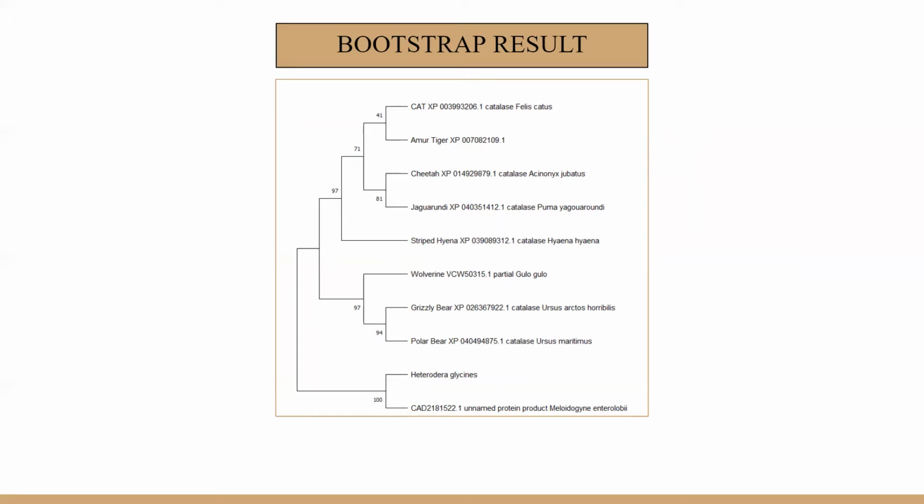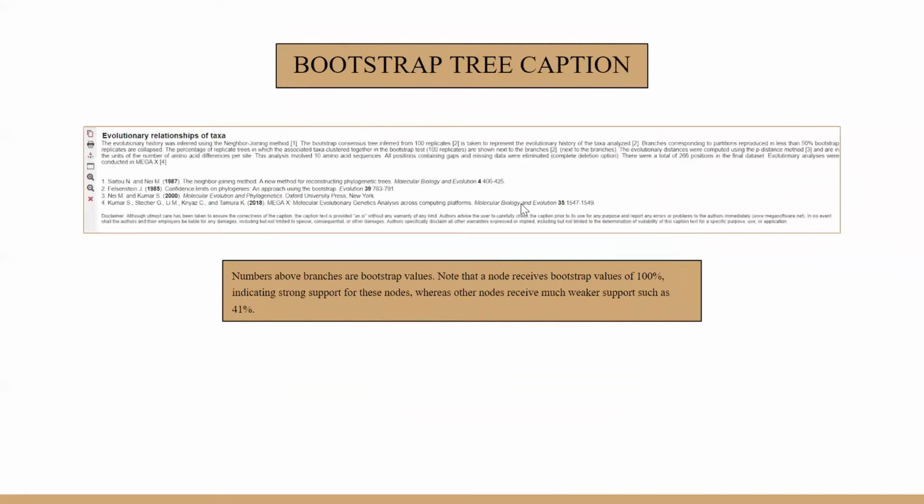Whereas the other nodes receive much weaker support, such as this node, which gets a bootstrap value of 41 for the node of cat and emu tiger. This is the bootstrap tree caption. We use the neighbor joining method, and inferred from 100 replicates is taken to represent the evolutionary history of the taxa analyzed.